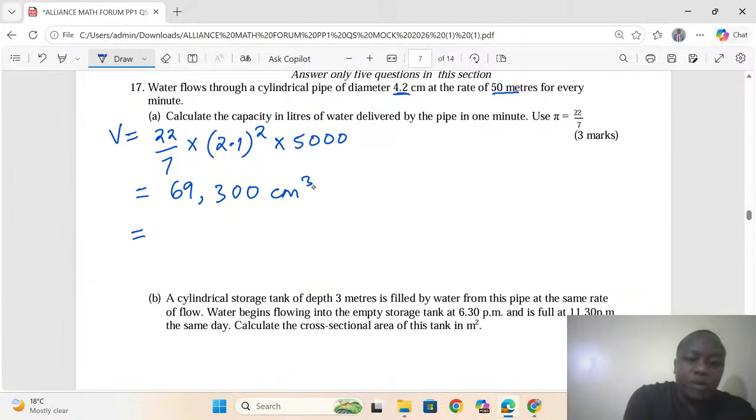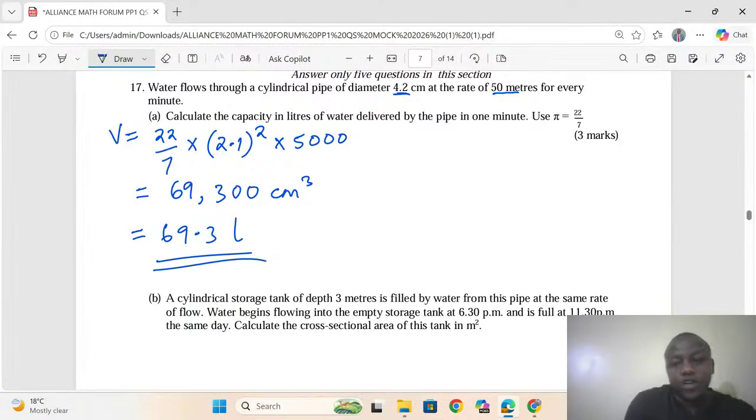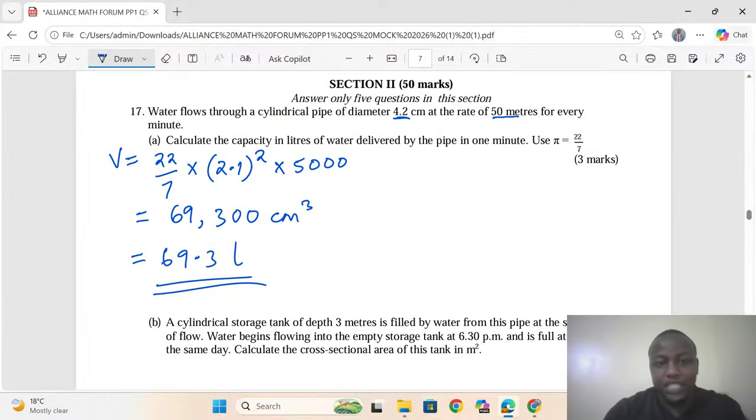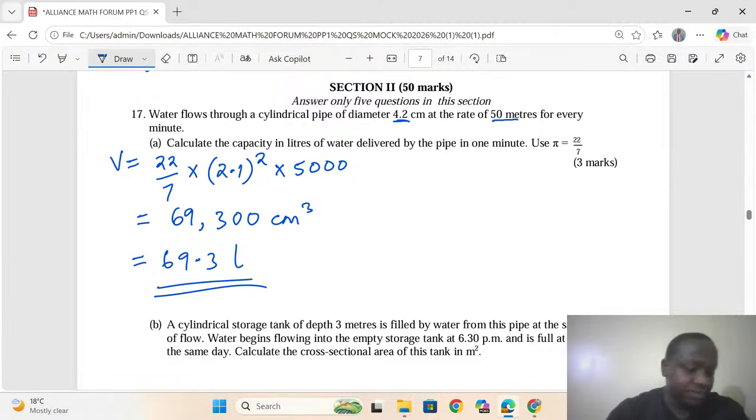Then something else that we know is that for every 1 liter, there are 1,000 cubic centimeters, meaning that for us to get this volume converted to liters, we divide by 1,000. When you divide by 1,000, this gives me 69.3 liters. So I had to divide the volume by 1,000 to get capacity. That is now the capacity of water delivered by the pipe in 1 minute.